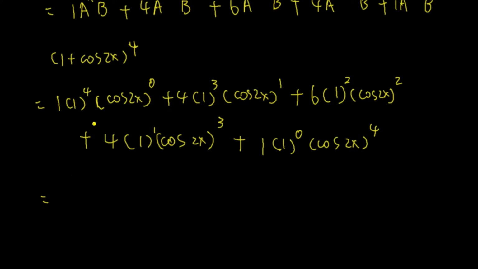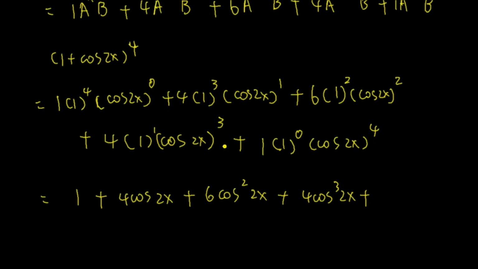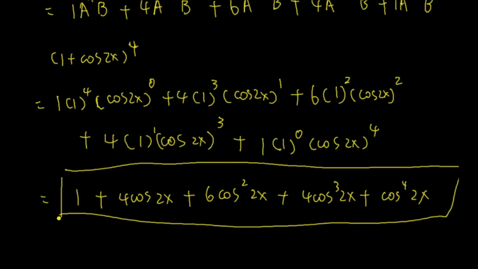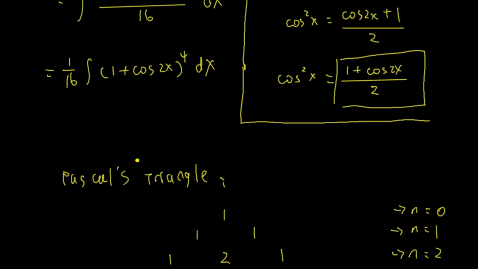We write this. This is 1 plus the second term, 4 cosine 2x, plus the third term, 6 cosine squared 2x, plus the fourth term, 4 cosine cubed 2x, plus the fifth term, cosine to the 4th 2x. Okay, so I have expanded 1 plus cosine 2x to the power of 4 into this. So I can replace this back into the integral here.